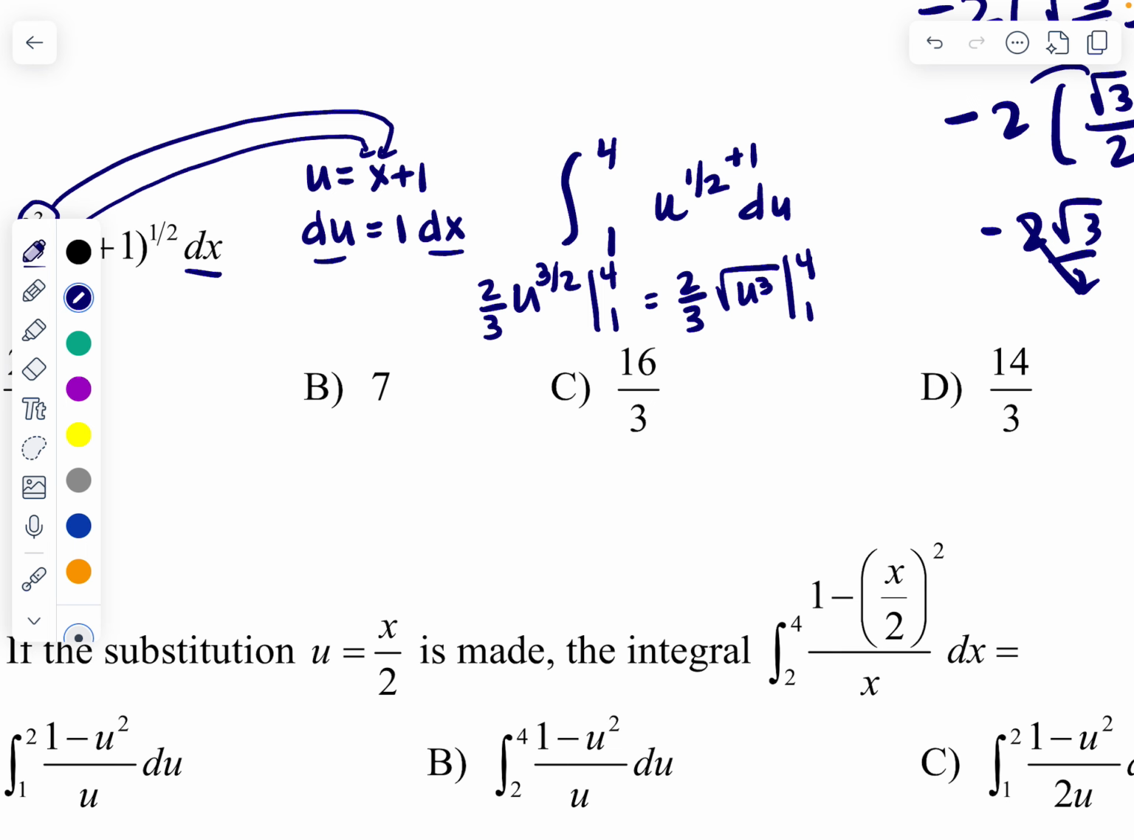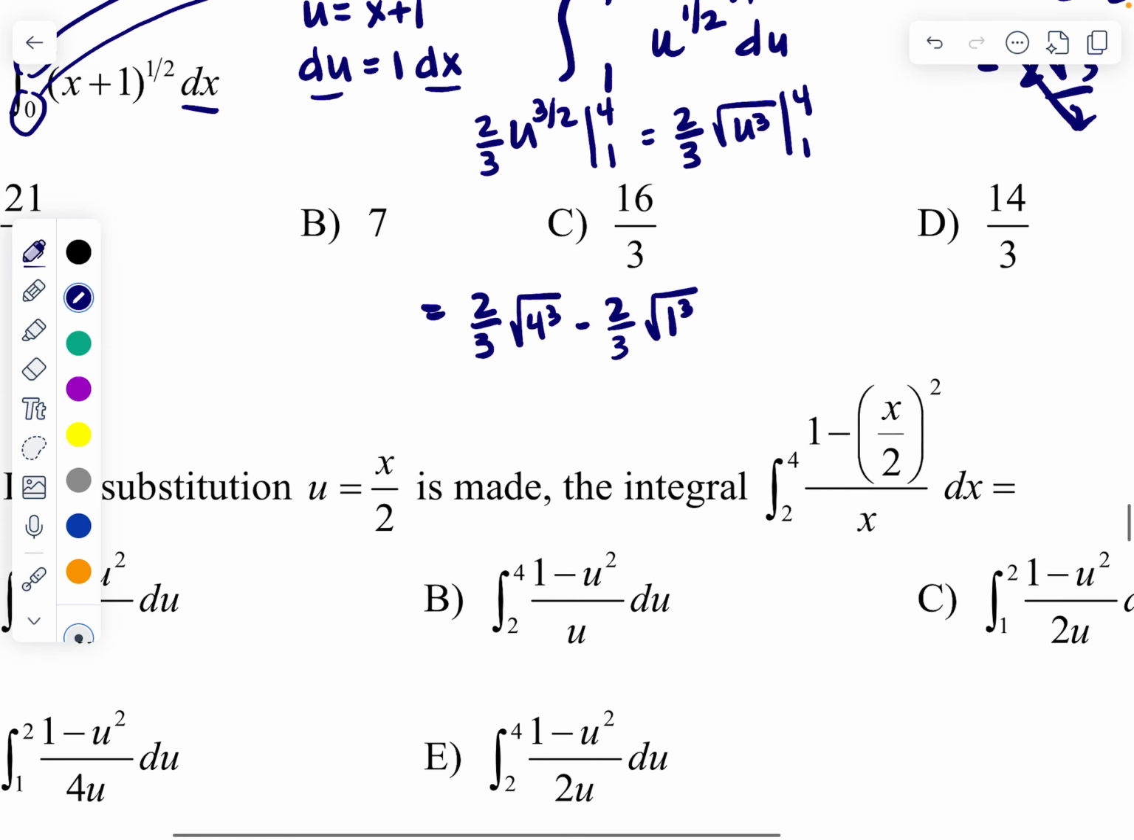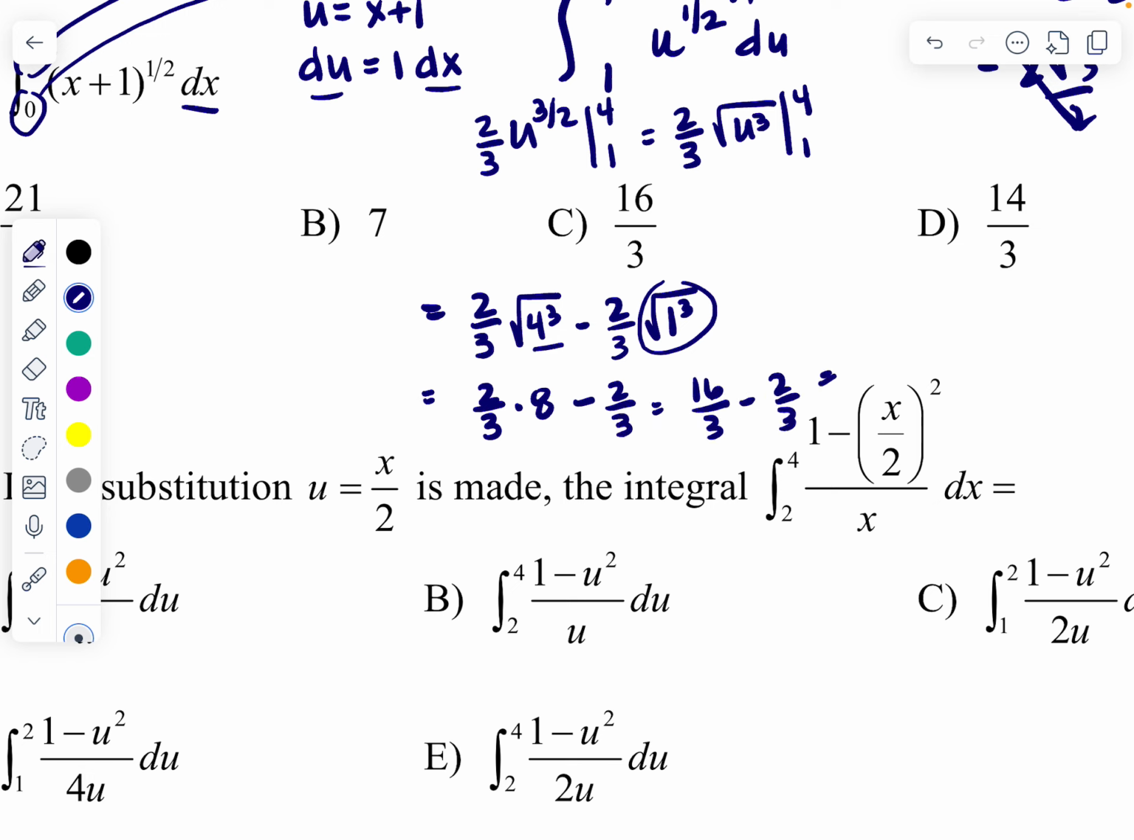And then plugging this in, I'm running out of room here. I'm going to continue it down here if that's okay. This is going to be 2/3 the square root of 4 cubed minus 2/3 the square root of 1 cubed. Okay, so you guys, when we do this, remember 4 cubed is 64, the square root of 64 is 8. So this is going to be 2/3 times 8 minus, and then all of this just equals 1, so minus 2/3. So I have 16/3 minus 2/3, which is 14/3. So the answer should be D.